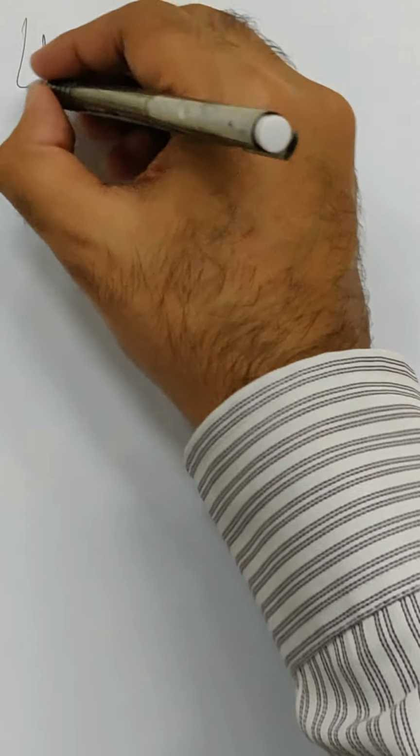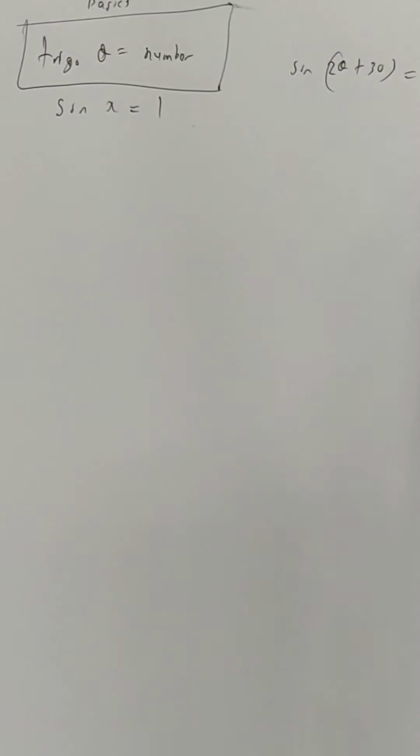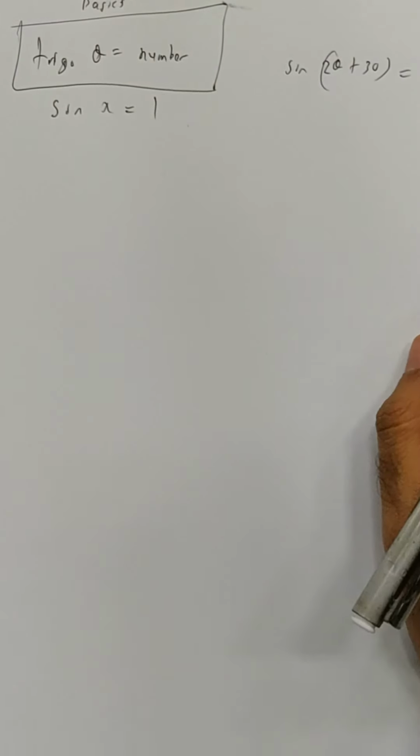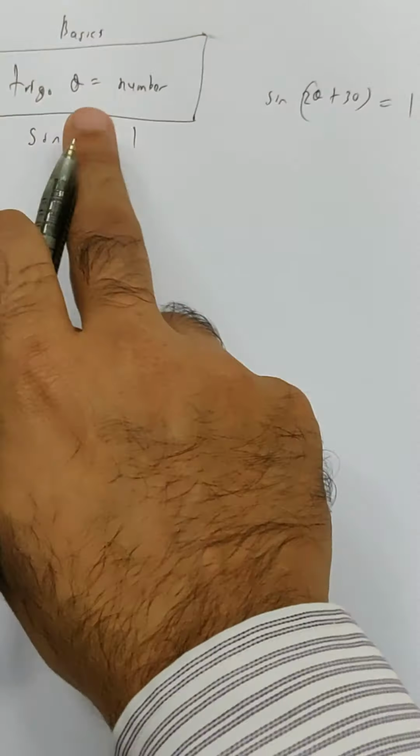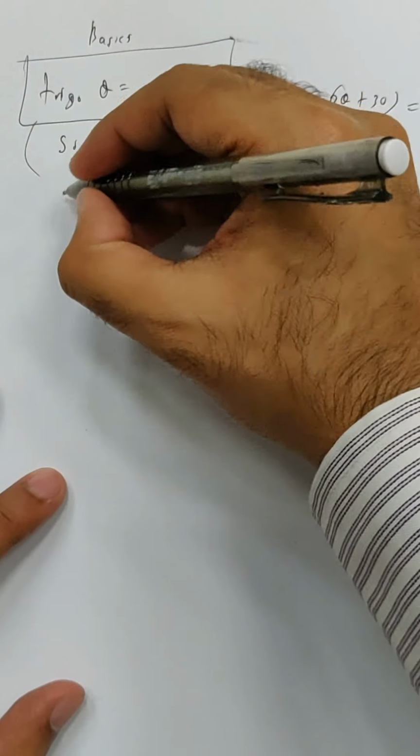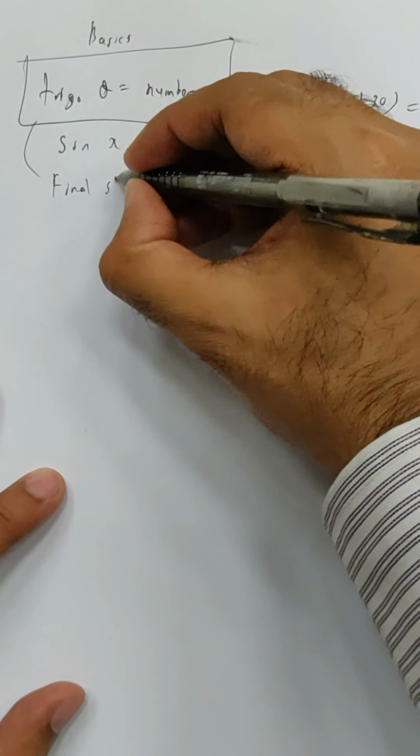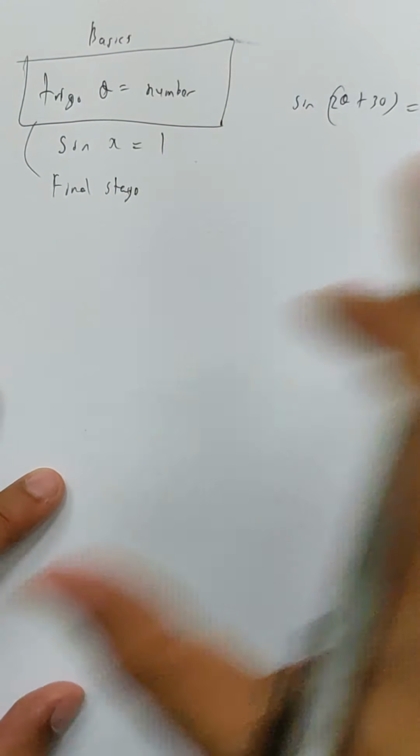This is basics. Of course, things can go a lot further, such as sine 2 theta plus 30 equals to 1. I think it's going to be more complicated on that side. Okay, today, this is the final stage that you want to get. Before we can get that, we need to do other things first.